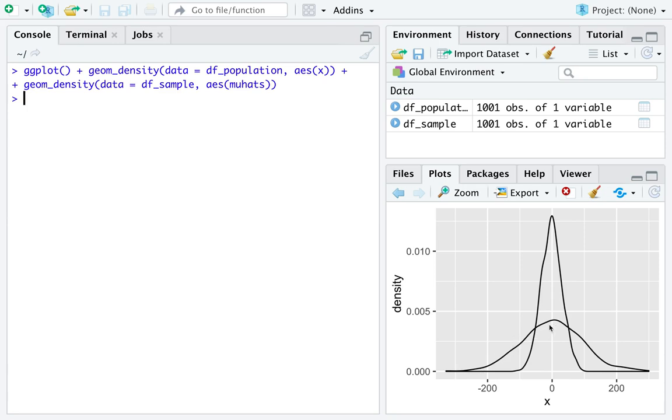This wider distribution is a representation of the population distribution. Remember, it went from something like negative 200 to positive 200. The skinnier distribution is a representation of the sampling distribution of the sample mean. Because we sampled 10 observed values each time, we decreased the width of the sampling distribution. Because we sampled 10 observed values, we increased our certainty or decreased our uncertainty in the population mean.